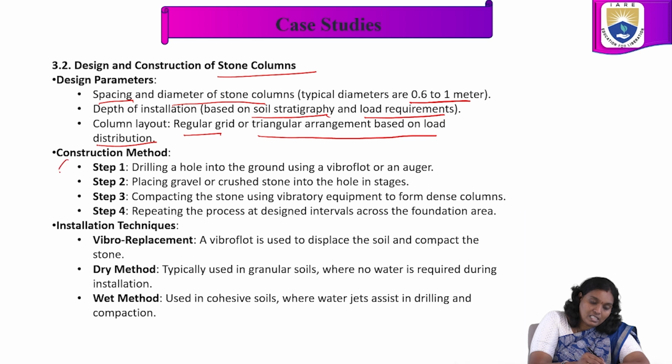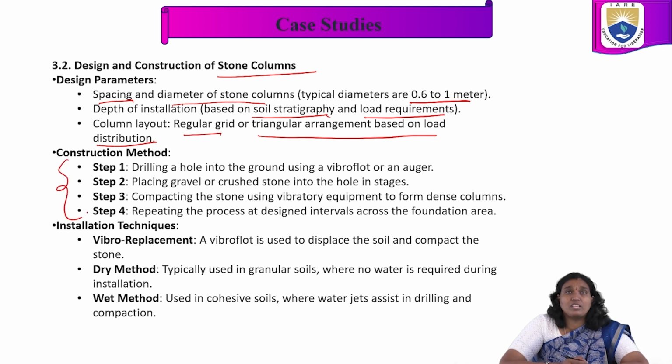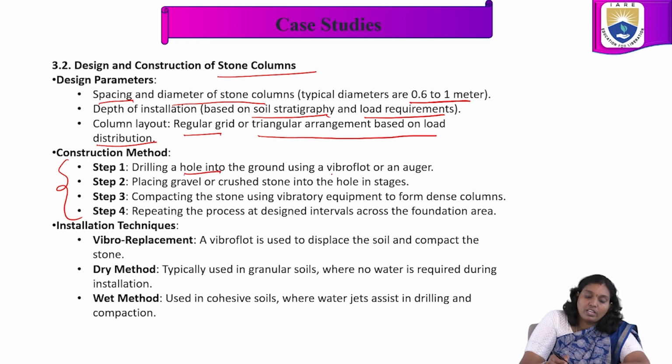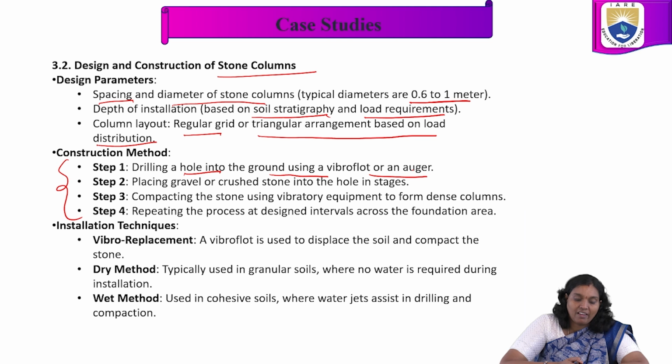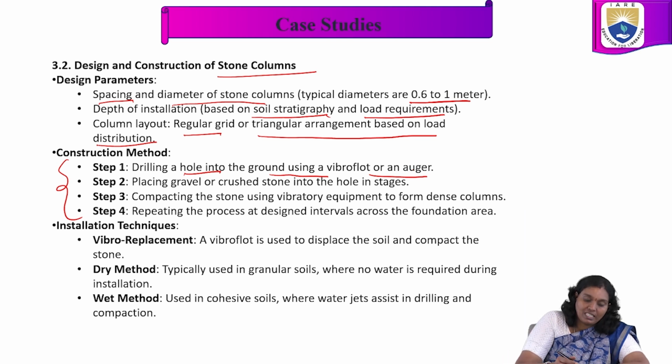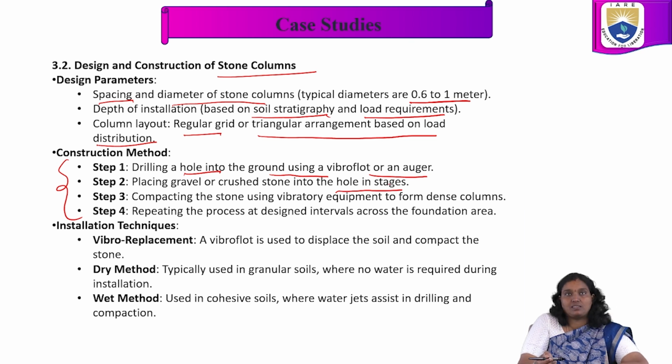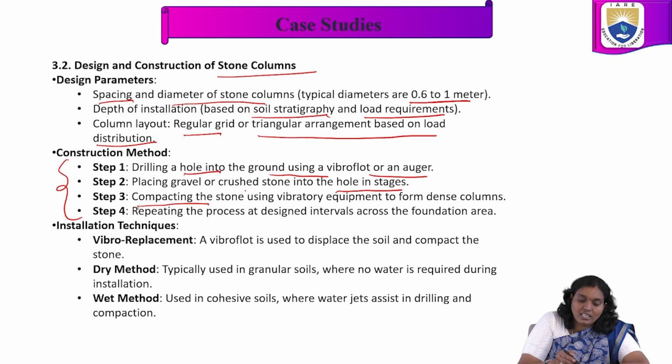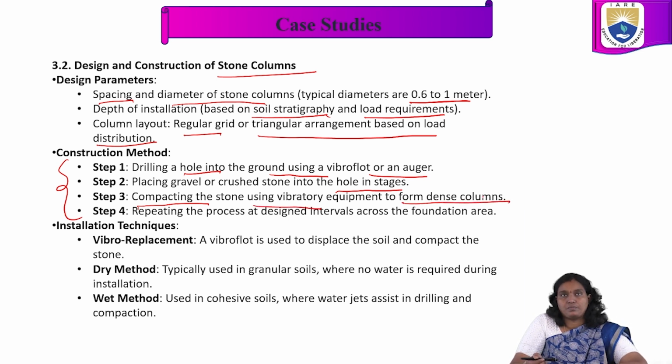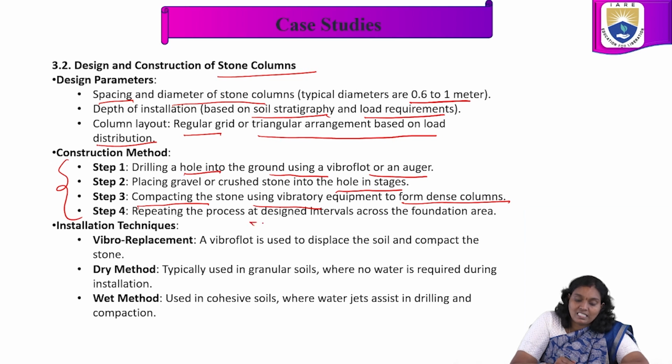Here are the construction methods and these are the steps involved in a stone column. That is, one is drilling a hole into the ground using a vibroflot, and then placing gravel in the next step. That is, we place the gravel or crushed stone into the hole in stages. And one more step we consider is compacting the stone using vibratory equipment to form dense columns. Then repeat the process at designed intervals across the foundation area.